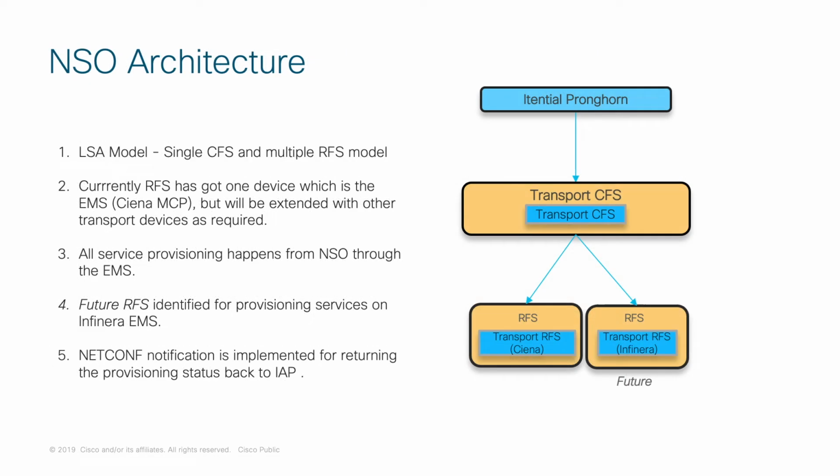And we are starting in this orchestration with the layer 2 services, and we're already doing the layer 1 as well. So in terms of the NSO architecture for this solution, we are using an LSA based model. So it's a multi-layered model. And we have started with one CFS and one RFS for the Ciena network. And the customer wants us to orchestrate the services for Infinera as well. So we have already identified another RFS in the LSA model for the Infinera network. So that is the future deployment plan.